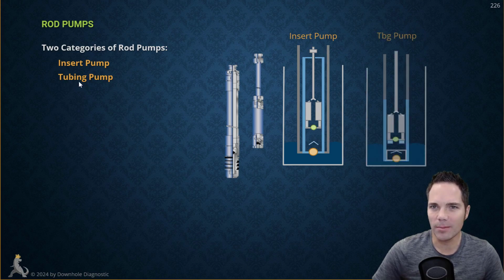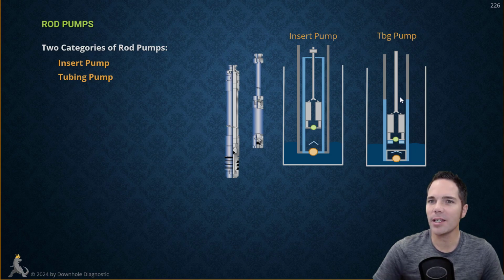Now, a tubing pump is different. Here's what a tubing pump looks like. Notice on the tubing pump that the barrel now is attached to the bottom of the tubing string. So with an insert pump, it's on the inside of the tubing. Okay, with a tubing pump, it is screwed onto the bottom of the tubing string, and then it's only the plunger that is ran down in on the rod string.